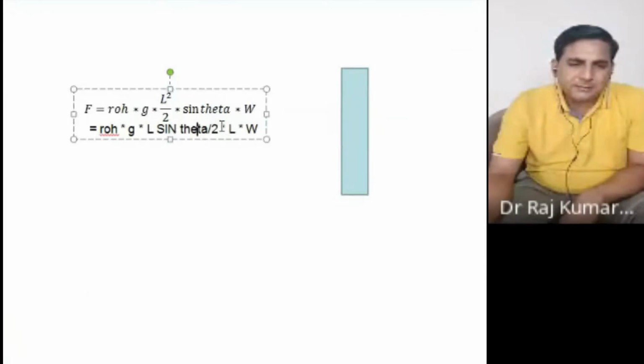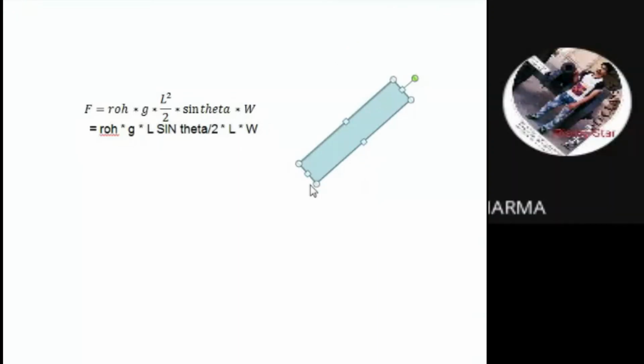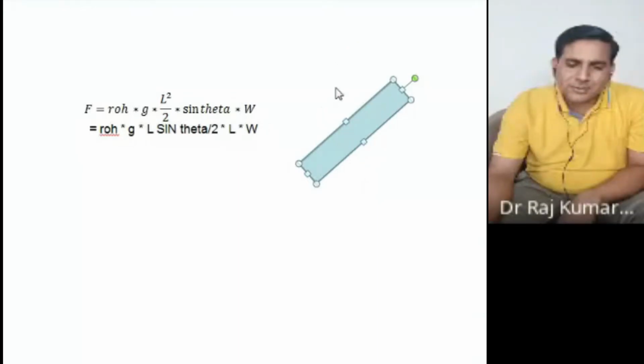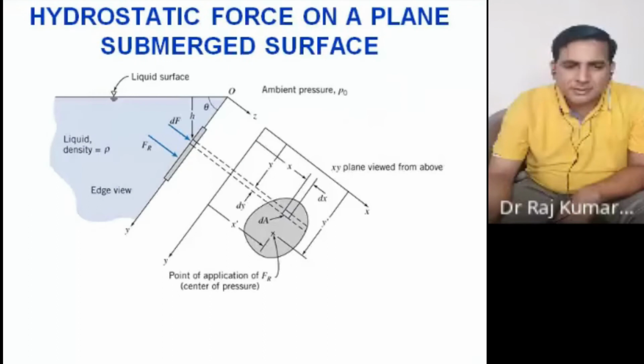Now what is this L sin theta? If this full length is L, then L sin theta is its height. L sin theta is the vertical height of its centroid, because this is L by 2, so L by 2 means you are here in the middle. And this is your free surface. If you see this particular picture, this total is L from here.